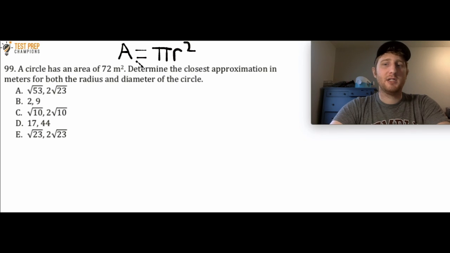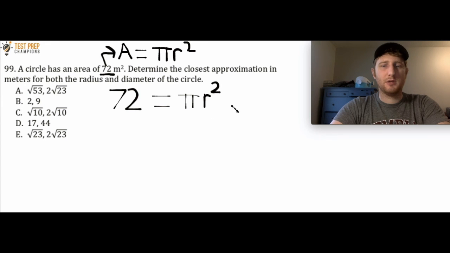So hopefully you had a chance to pause the video and try the question if you wanted to. But let's go over how to do this. This is similar in many ways to a question we had a few questions ago, that other circles question. It's a little bit different. We want to start with the fact that we're given the area of a circle. We're told that it's 72. So I'm going to replace the A in the formula with 72, and then I'll have 72 equals pi r squared. And I want to figure out what the r is equal to, right?